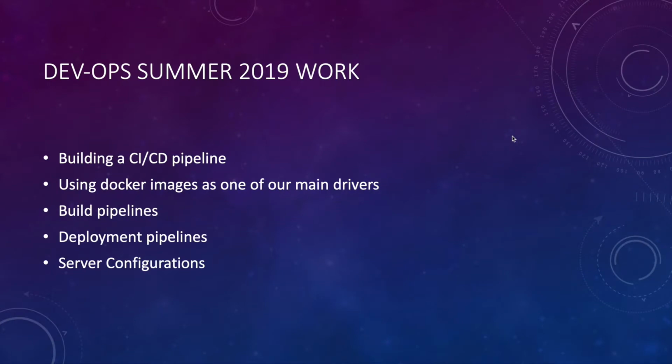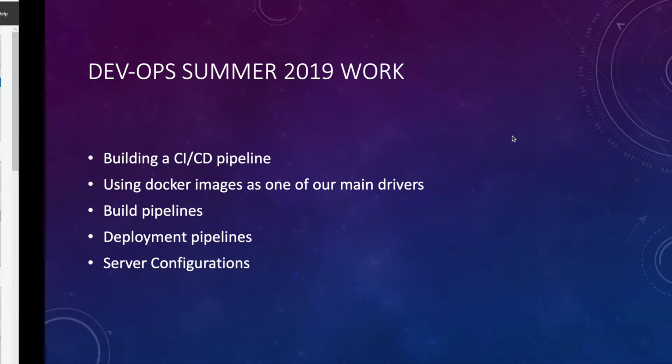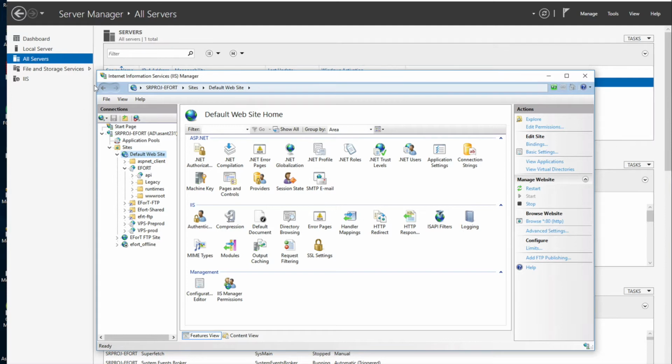So the last thing I would like to talk about is the server configurations and my work on actual VPS 0, 1, and 2. So we head on over this right now. I'm logged into VPS 0. This is the pre-production server. And as you can see, this is IIS Manager, Internet Information Services.